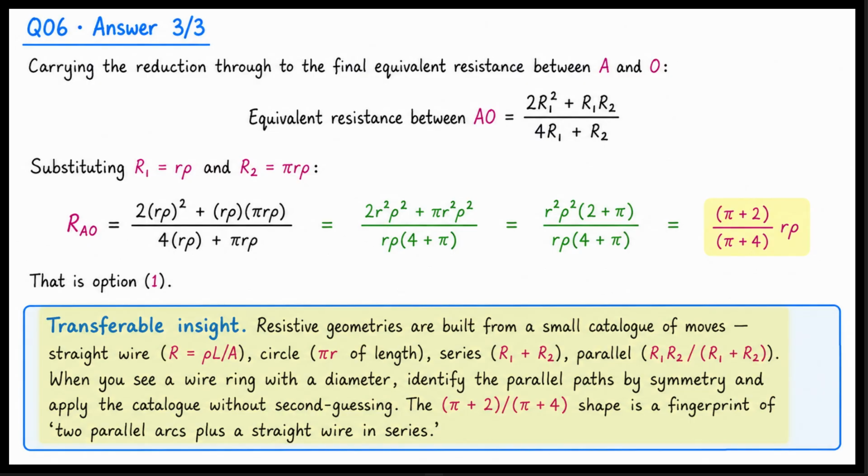Resistive geometries are built from a small catalog of moves: straight wire with R equals ρL over A, circle arc with πr of length, series with R1 plus R2, parallel with R1R2 over R1 plus R2. When you see a wire ring with a diameter, identify the parallel paths by symmetry and apply the catalog without second guessing. The (π+2)/(π+4) shape is a fingerprint of two parallel arcs plus a straight wire in series. Once you've seen it once, you'll recognize it on sight.